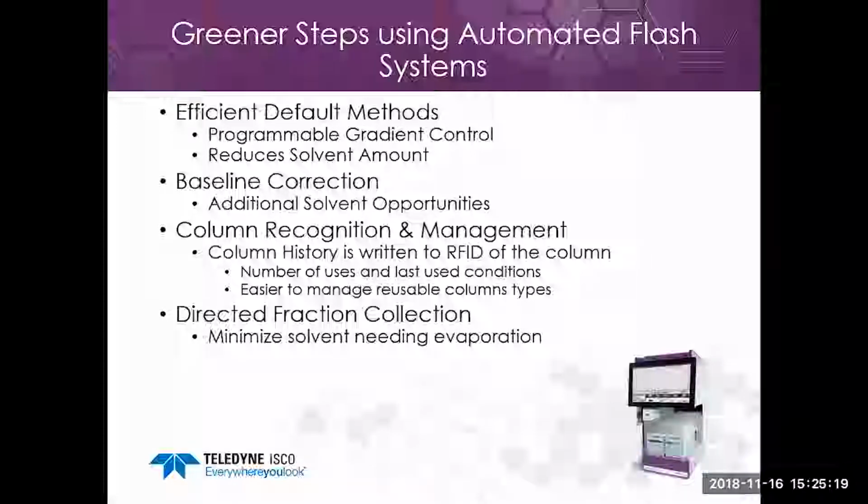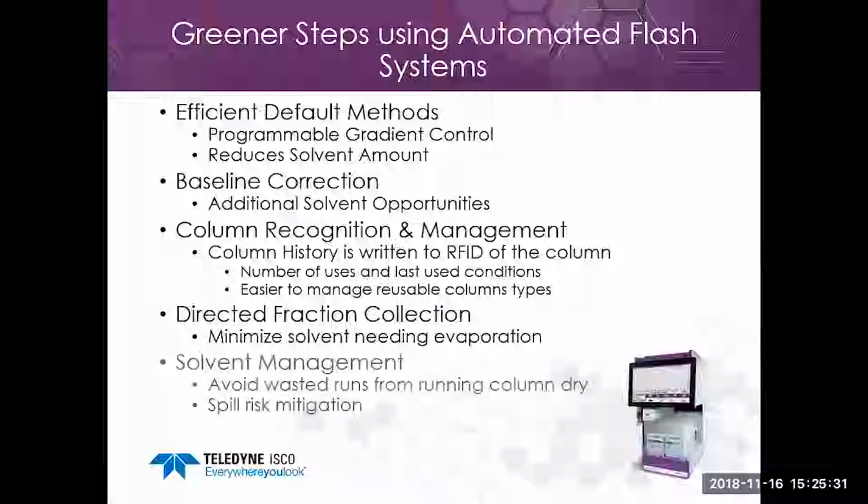Additionally, just inherently with a lot of the flash systems, you have directed fraction collection, so you're minimizing the amount of solvent that needs evaporation, minimizing the amount of glassware that needs to be cleaned. So those all do contribute to minimizing our footprint. And then finally, our solvent management system is unique on our systems. We have active solvent level monitoring and waste level monitoring. So this helps avoid wasted runs if your column ran dry, if you misentered data, if it wasn't monitoring the level appropriately. It also is a safety feature that allows mitigation of spill risk. So that's something that's good for safer processes.